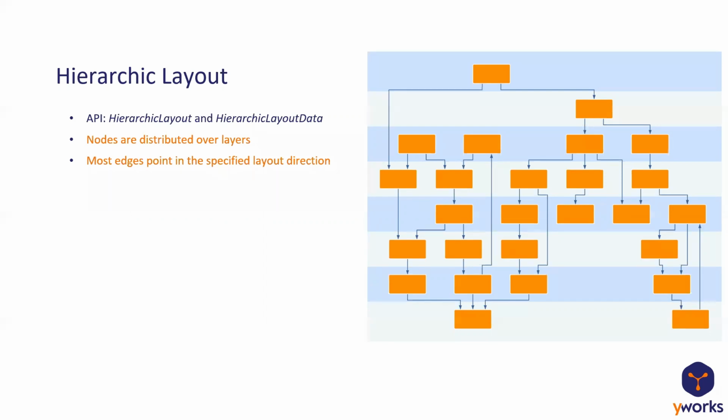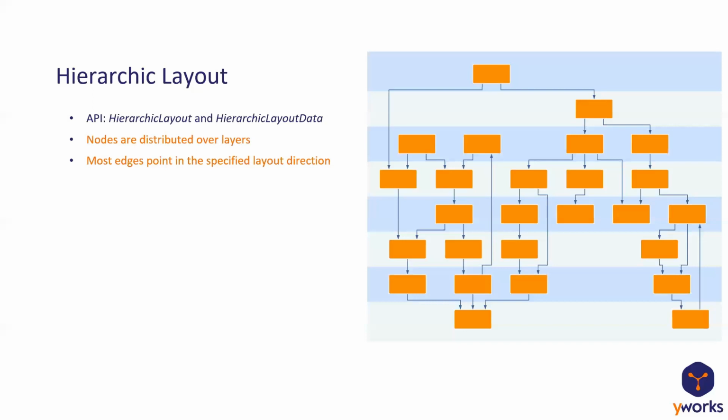The main characteristics are that nodes are distributed over so-called layers or levels, and the layout has a clear main orientation or direction. The layers can be seen in the sample layout on the slide. They are visualized as horizontal stripes. In the first layer, you see there's only one element. The same holds for the second layer. In the third layer, we have more elements. And you see that edges are pointing mostly in the same direction, in this case, top to bottom, so downwards.